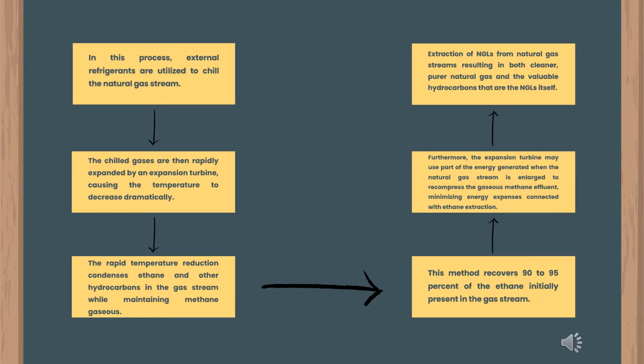The figure shows the basic schematic diagram for the cryogenic process. In this process, external refrigerants are utilized to chill the natural gas stream. The chilled gases are then rapidly expanded by an expansion turbine, causing the temperature to decrease dramatically. The rapid temperature reduction condenses ethane and other hydrocarbons in the gas stream while maintaining methane gases. This method recovers 90 to 95% of the ethane initially present in the gas stream. Furthermore, the expansion turbine may use part of the energy generated when the natural gas stream is expanded to recompress the gaseous methane effluent, minimizing energy expenses connected with ethane extraction.